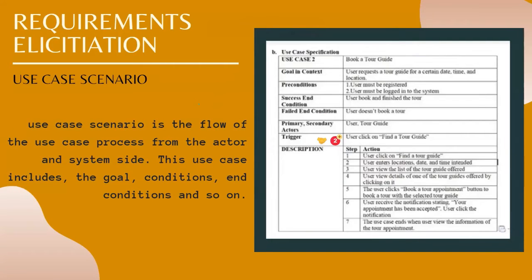For the main use case, book a tour guide, we created a use case scenario. The goal of this use case is that the user requests a tour guide for a certain time, date, and location. For the preconditions, the user must be registered and logged in, and then there is the success end condition or failed end condition. The primary and secondary actors are the user and tour guide, and then the trigger, which is the user clicking on find tour guide. Then the description describes the steps for the user to take and the actions. So a use case scenario is basically the flow of the use case process from the actor and system side.